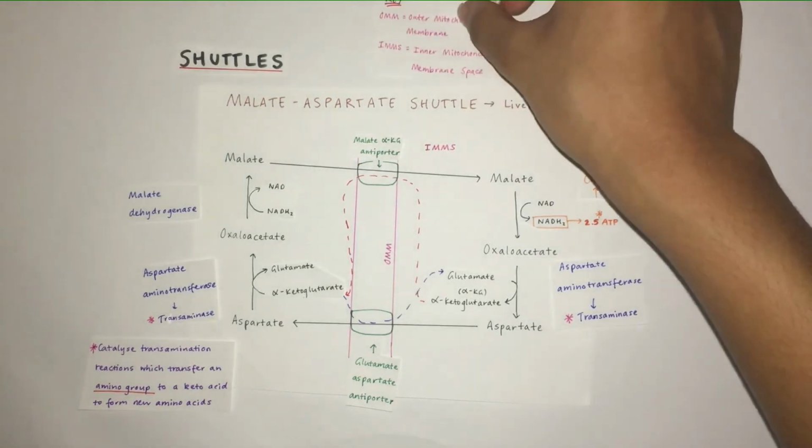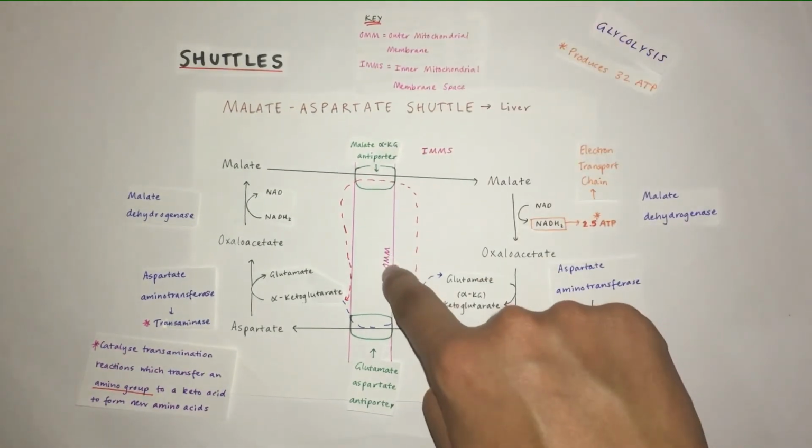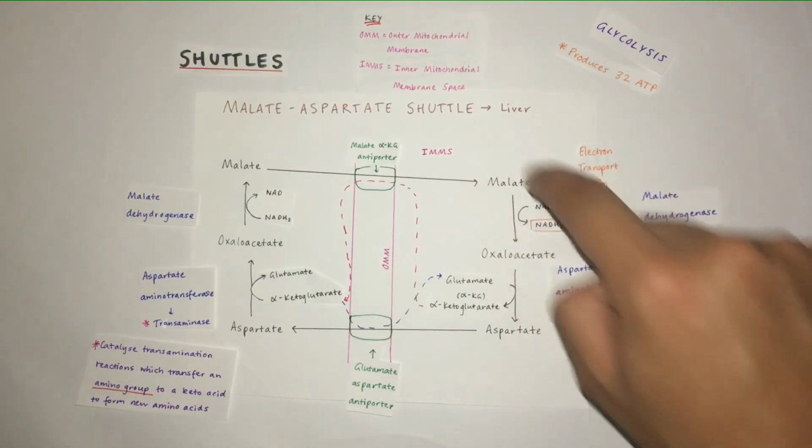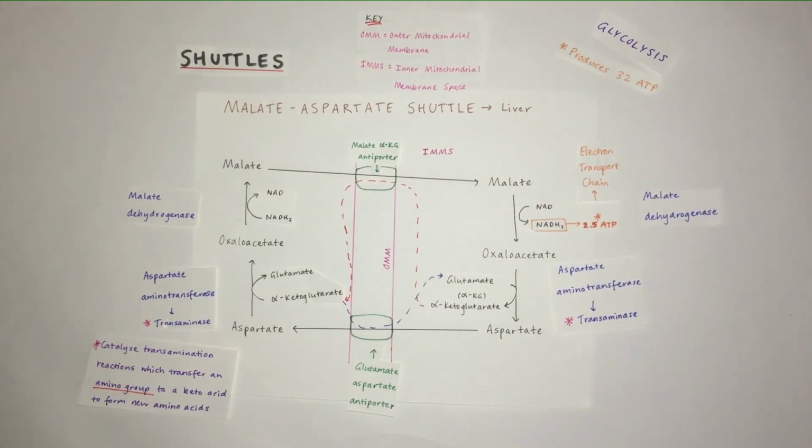And just something that I forgot to mention earlier, just the key here, that's the outer mitochondrial membrane and the inner mitochondrial membrane space. So ultimately, in the Glycerol-3-Phosphate shuttle, we get an FADH in the inner mitochondrial membrane space, which ultimately produces less ATP in the electron transport chain, as opposed to the Malate-Aspartate shuttle, where you can see here, we have an NADH, which goes straight to complex 1 of the electron transport chain, and we get more ATP, 2.5 ATP. And that's what you need to know about shuttles.